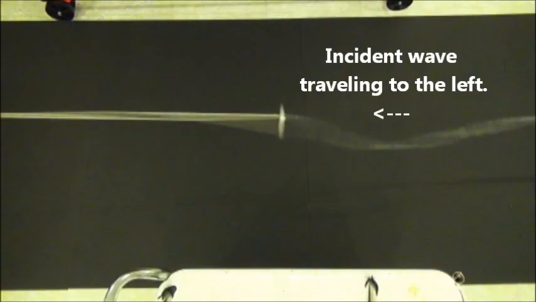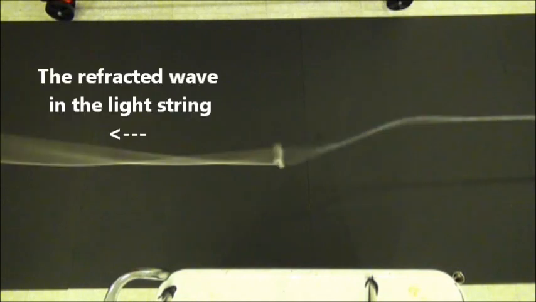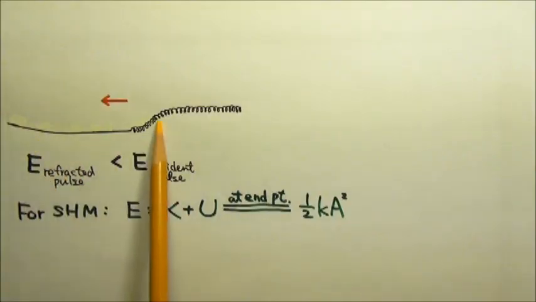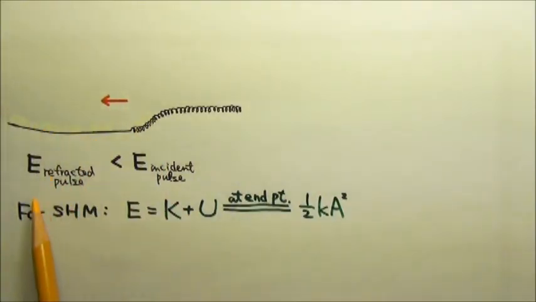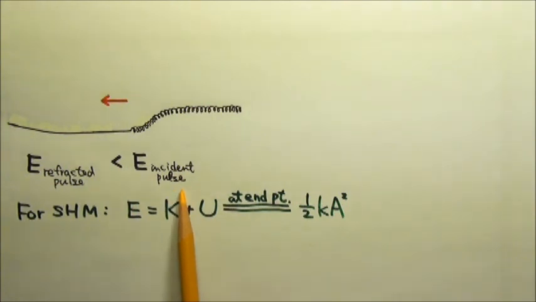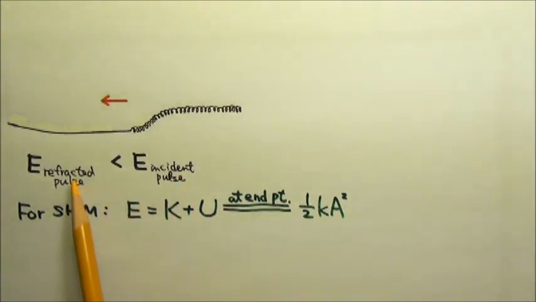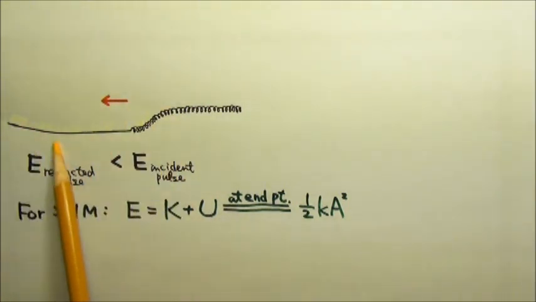This is the incident wave traveling to the left. Then half of the wave pulse is in the lighter string. As you can see, the refracted wave in the light string has almost the same amplitude as the incident wave. Although the refracted wave in the lighter string carries less energy than the incident wave in the metal spring, they can still have similar amplitudes.